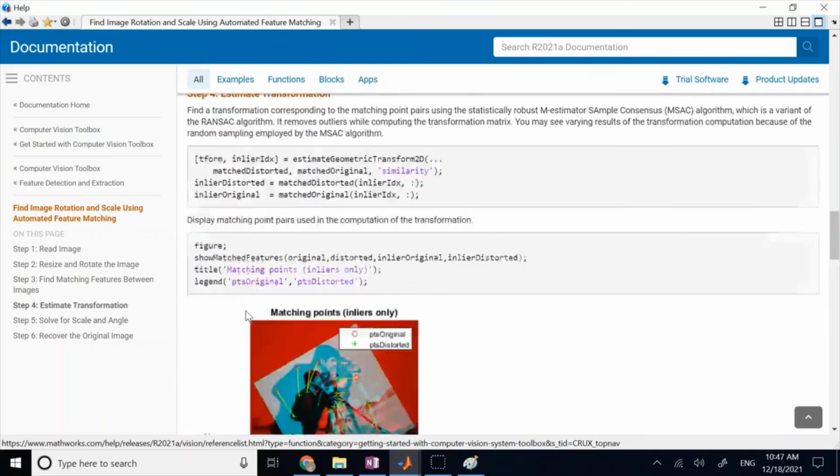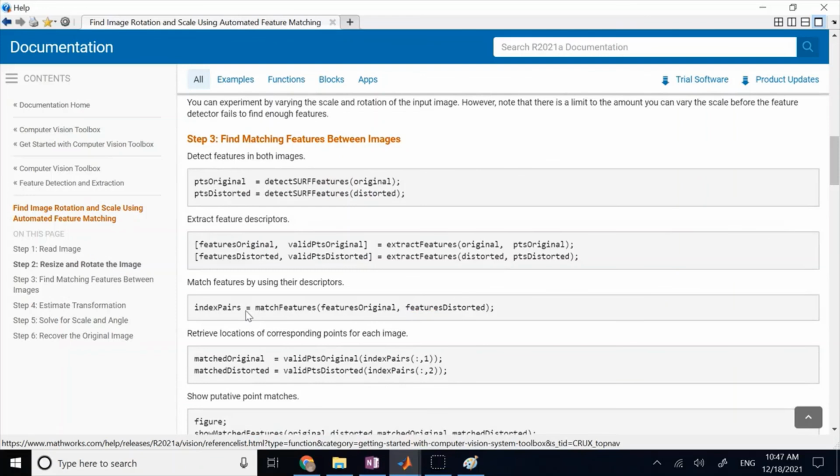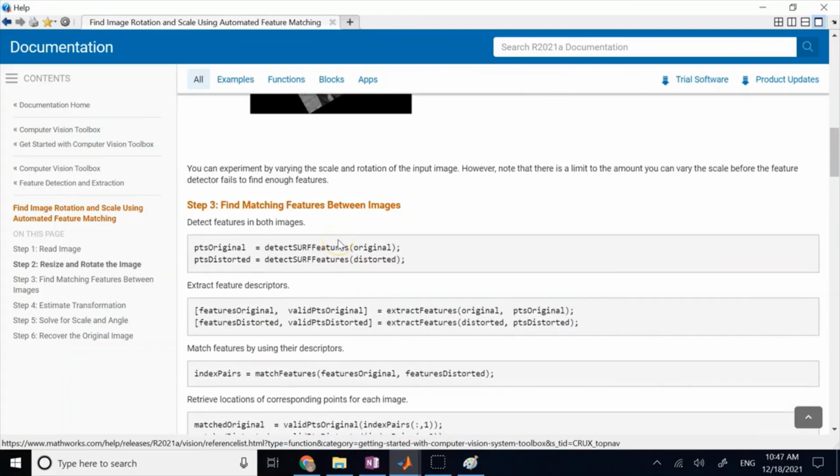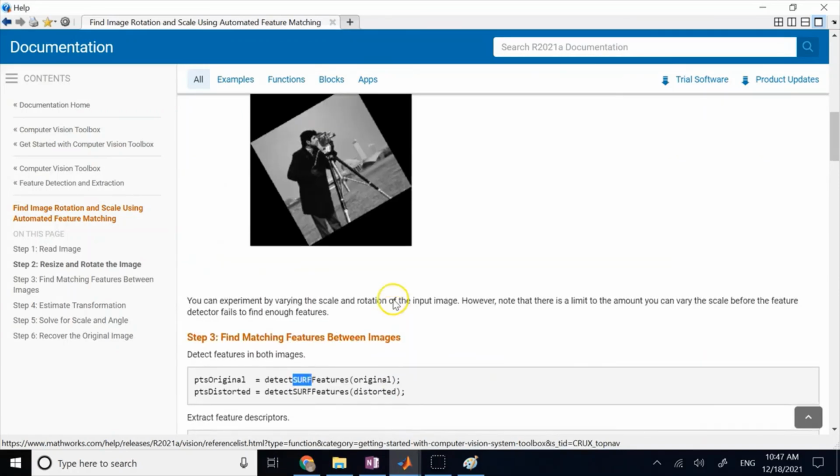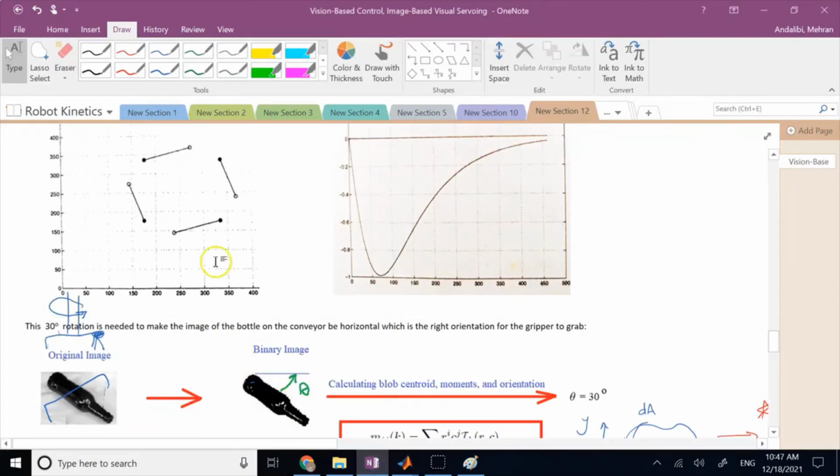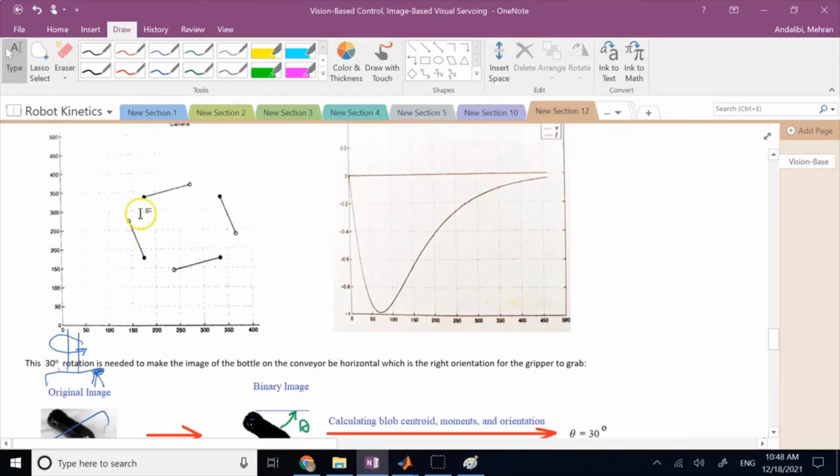So that's these features. There are different algorithms in MATLAB for detecting features between two images, and one of the methods is called SURF. There is another one called SIFT, S-I-F-T, and there are so many other newer versions for feature matching. So that's how you generate a plot like this.